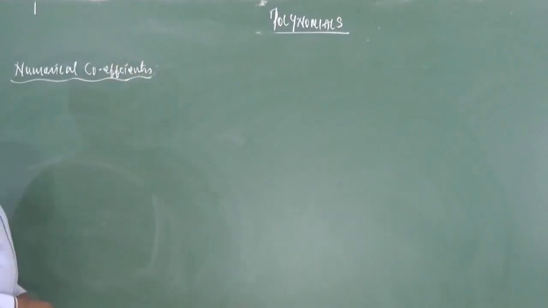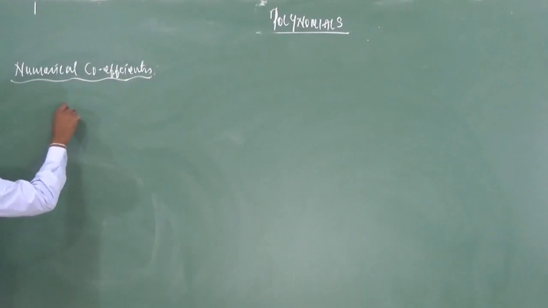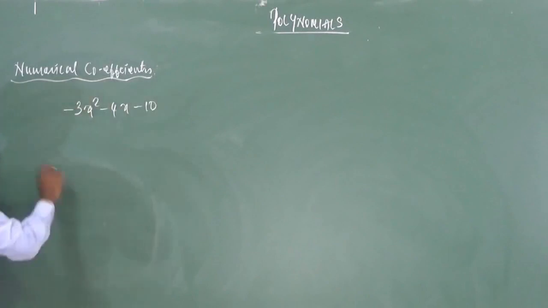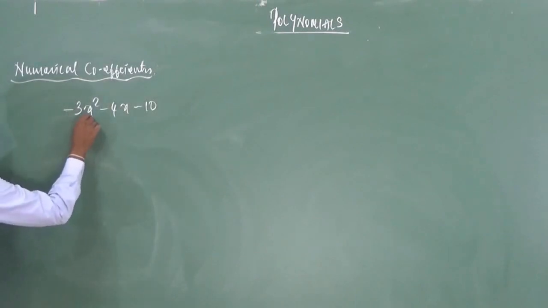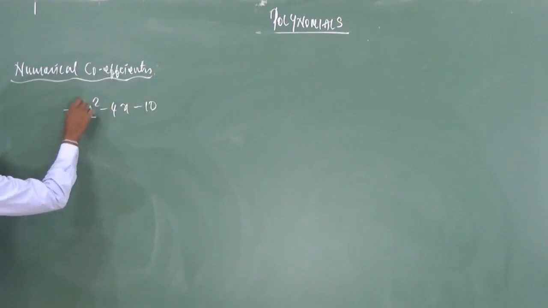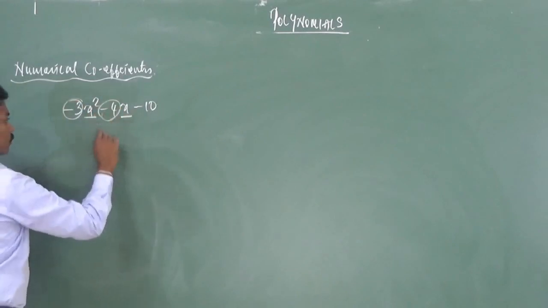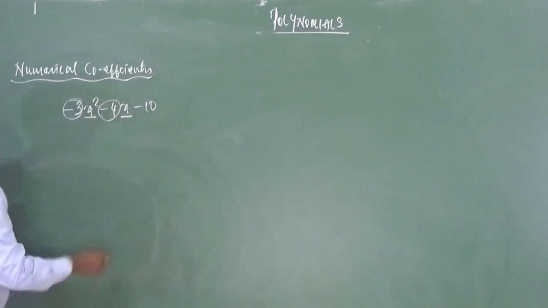Numerical coefficients. So we will just revise this because it's very important. So I have an algebraic expression 3x square minus 4x minus 10. So there are three terms here. What is the numerical coefficient of x square? That is 3. What is the numerical coefficient of x? That is minus 4.